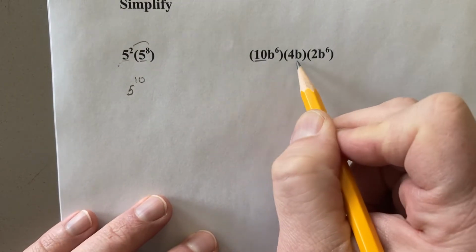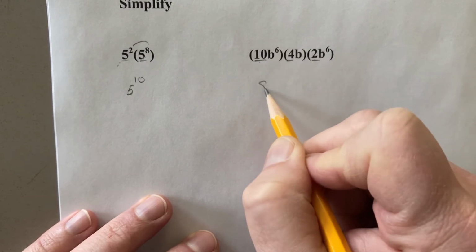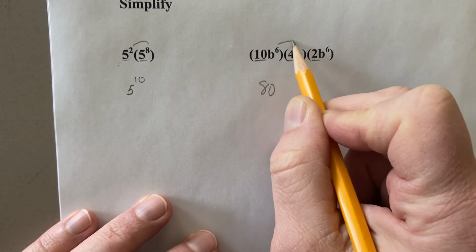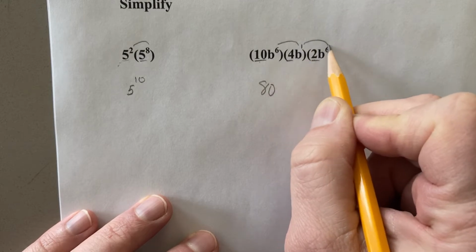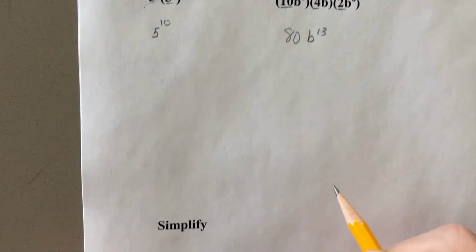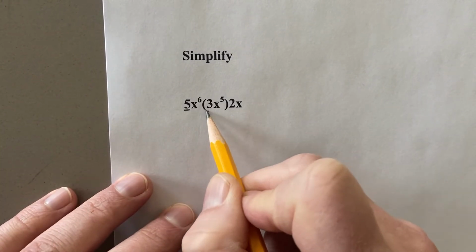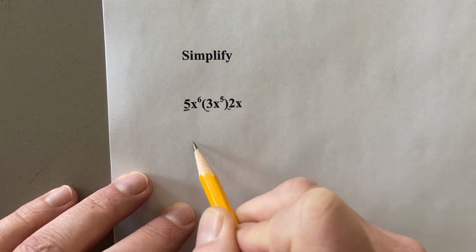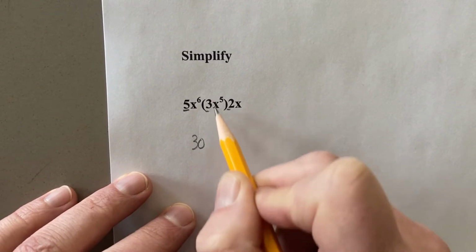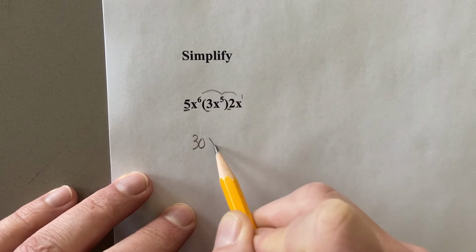Here, I've got plain numbers, 10, 4, and 2. We're going to go ahead and multiply. 10 times 4 times 2 is 80. We have 6 b's plus 1, which is 7, plus 6 more makes 13. Here, we have 5 times 3 times 2. That's equal to 30. And then we have 6 plus 5, that's 11, plus 1 more makes 12.